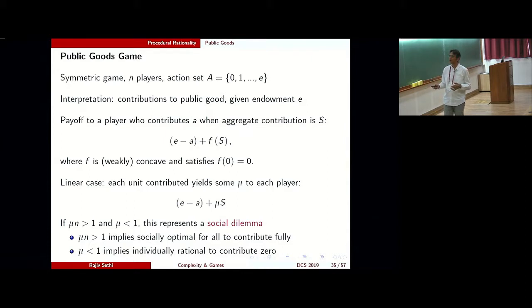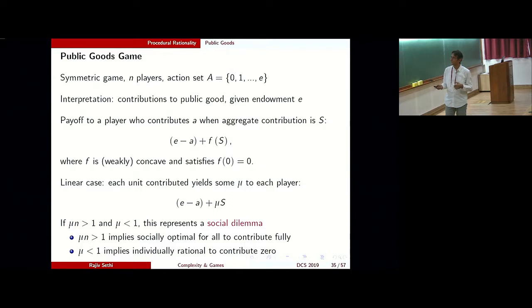So, if n is equal to, let's say, 3 players, and mu is equal to 2/3, then if I keep the token, it's worth 1. If I put it into the public good, it's worth 2. So it doubles the total surplus in the group. So efficiency requires me to place it there, but individual rationality requires me to keep it, right? Okay, so we're going to assume this.